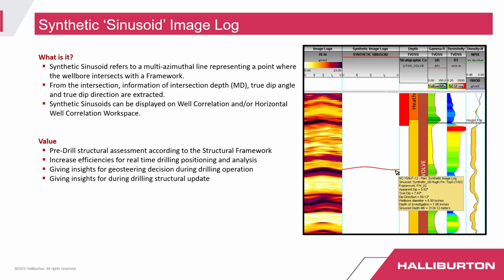The result of this intersection is plotted as a sinusoid line on a normal well correlation view or in an HWC horizontal correlation view. What is great about this feature is that it allows you to analyze the structure before well execution, and because this feature uses a framework as a reference, the synthetic sinusoids will dynamically update if the reference framework is updated. This will give you advantages during operation to understand the position of the drill bit relative to the structure.